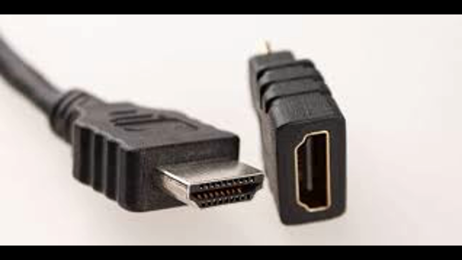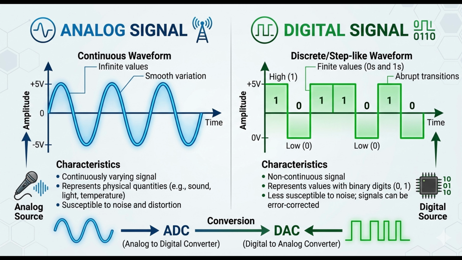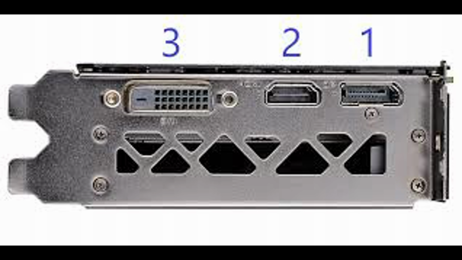HDMI stands for High Definition Multimedia Interface. HDMI, on the other hand, uses digital signals. Exact pixel data, no signal loss, supports high bandwidth. GPUs output HDMI because modern graphics require precise high-speed digital transmission.